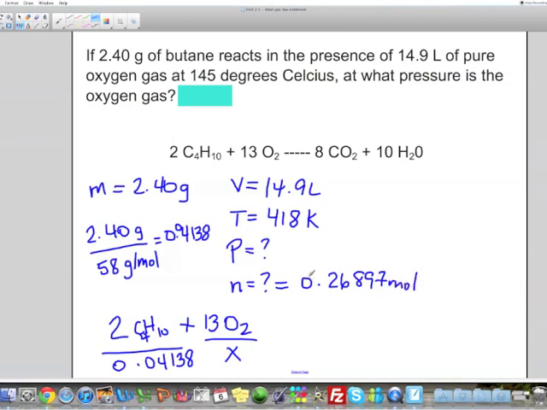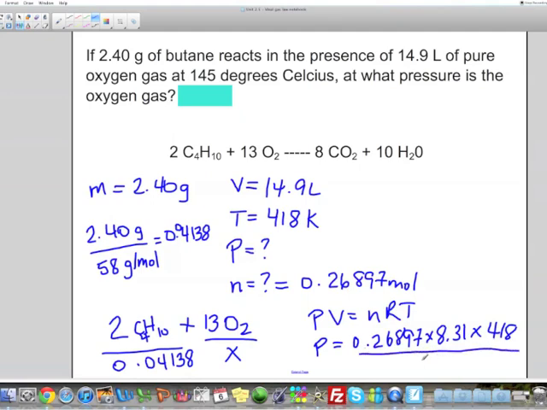mole. So now all I have left to do is solve for P, because I have my volume of oxygen, the temperature at which the oxygen is during the reaction, and the number of moles of oxygen involved based on the mass of butane that reacted. All I need to solve for is P, using PV equals nRT. So P is equal to 0.26897 times R, which is 8.31, times T, which is 418, over V, which has a value of 14.9. And now I can solve for P. The value of P is 63 kilopascals. Now in this case I rounded.